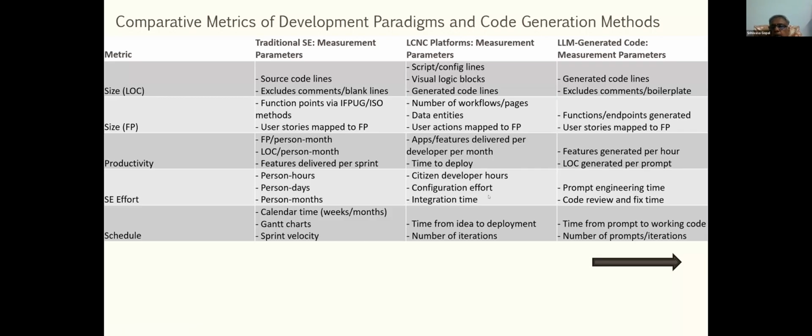And here in the LLM generated, it's like generated code lines. And similarly for size, you readily measure now using function points or user stories. And for LCNC platforms, what are the number of workflow pages? What are the number of components? And for LLMs, it can be like what are the functions totally generated, and per prompt, what is the effort? And there is productivity, SE effort, like schedule.